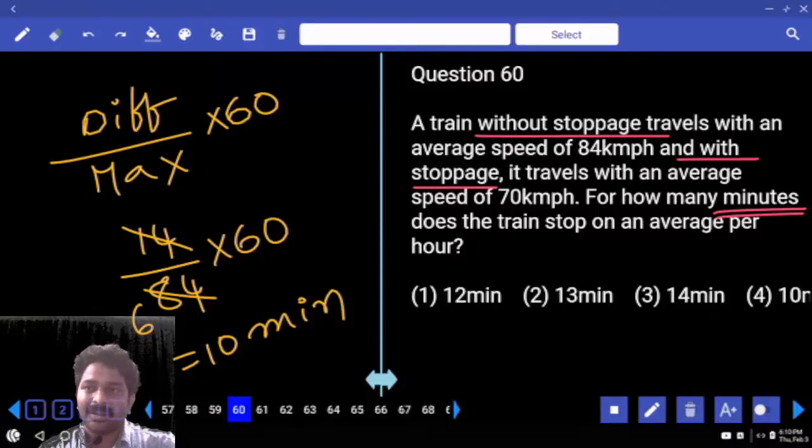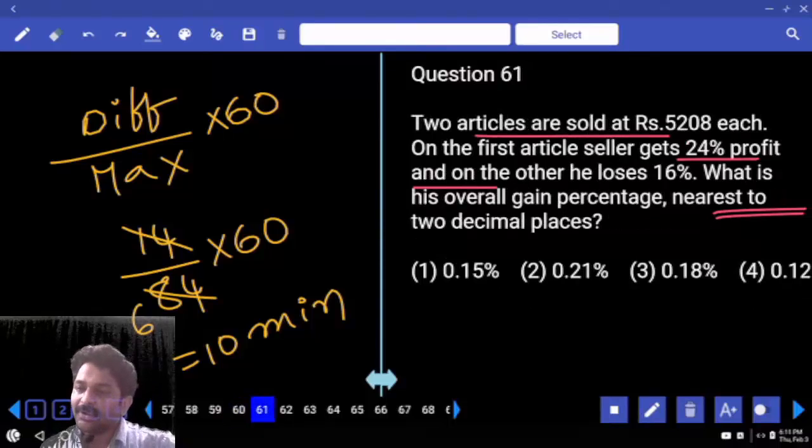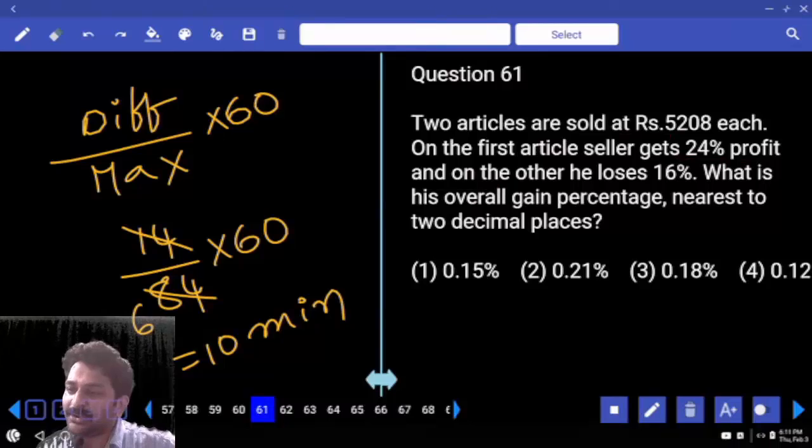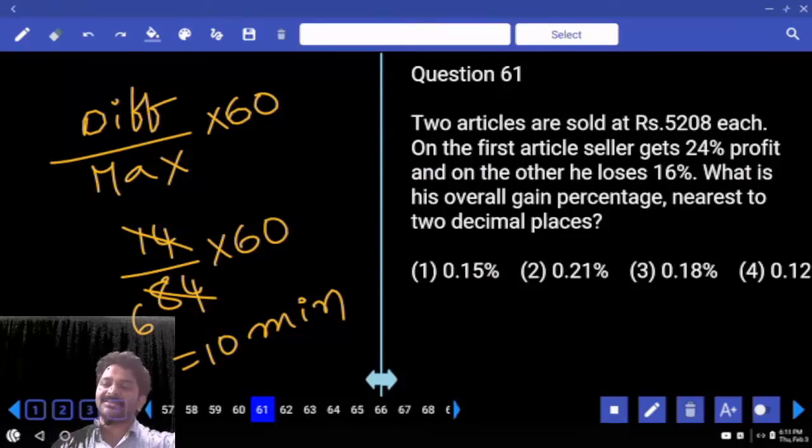2 articles are sold at 5208 each. On the first article, the seller gets 25% profit and on the other he loses 16%. What is his overall gain percentage nearest to 2 decimal places?